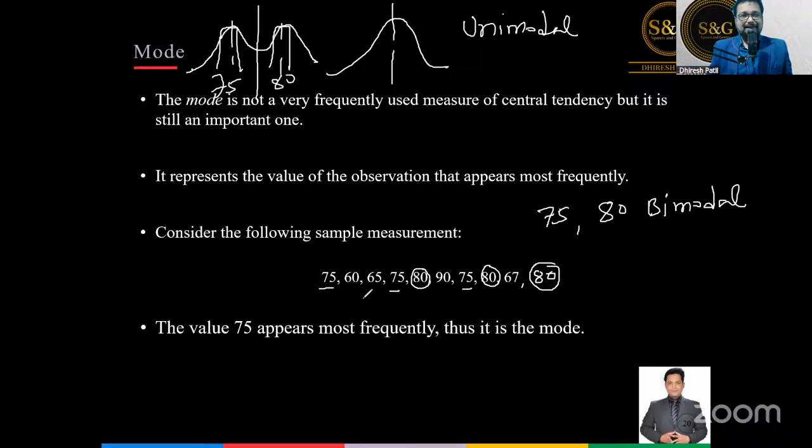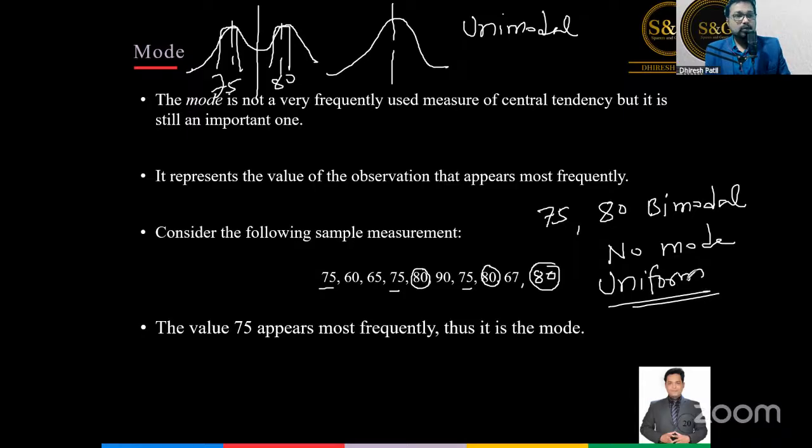Type kariye. Give the answer. Multimodal. That's a fantastic answer. Multimodal. Yes? Very good. So the actual answer to that is it is called a no mode distribution, or it is called a uniform distribution. Make a note of this. Uniform distribution, and it looks like this.